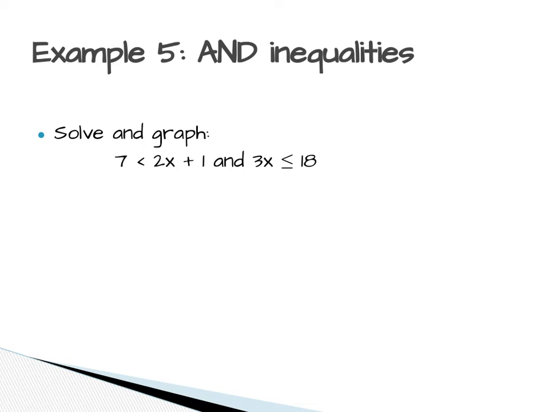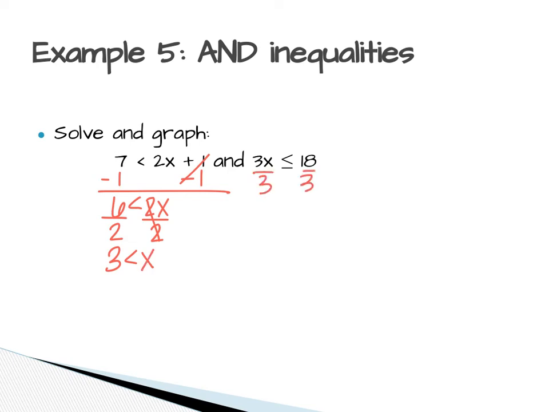Okay, when you have and inequalities, compound inequalities, what you're going to do is graph both, and the solution is the overlap because they both have to be true. So where they overlap is where they're both true. So we're going to solve this, subtract 1. We get 6 is less than 2x, divide by positive 2, so keep the inequality like it is, and you get 3 is less than x. Over here, if you divide by 3, you get x is less than or equal to 6.